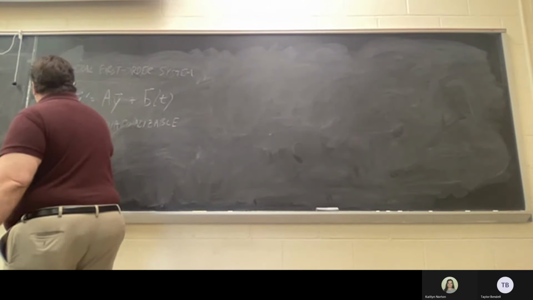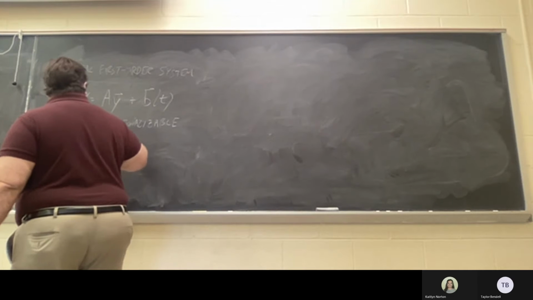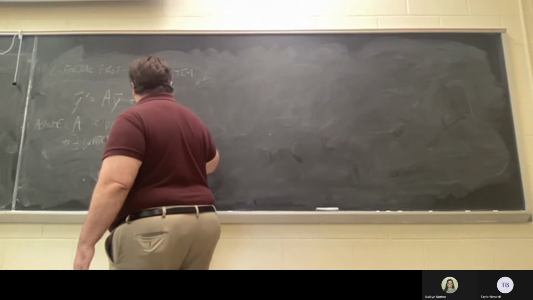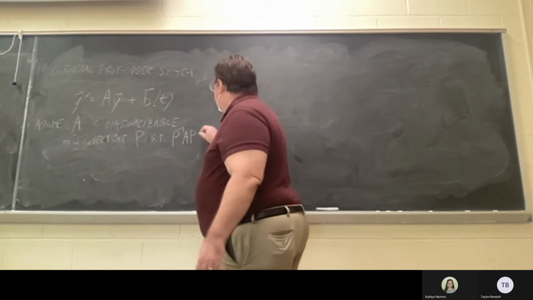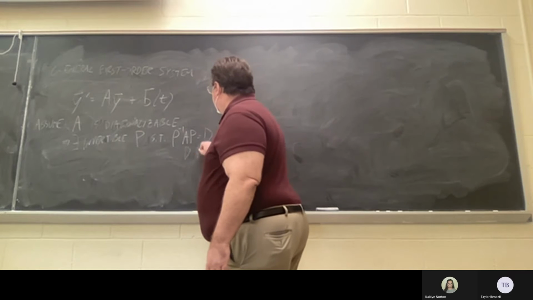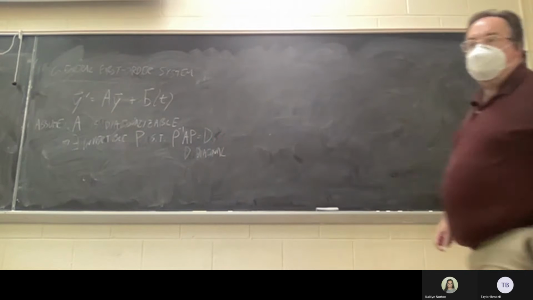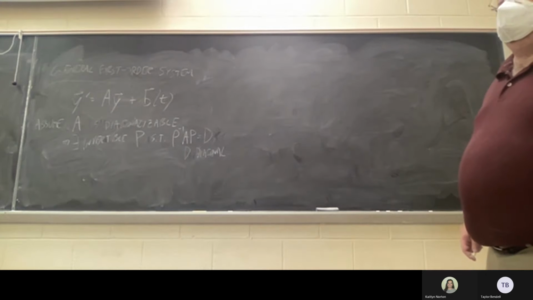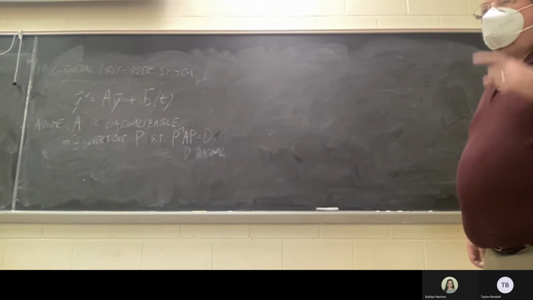So that means that there exists an invertible matrix P such that P inverse AP is equal to some matrix D, where D is diagonal. So all entries are 0 except for the diagonal.